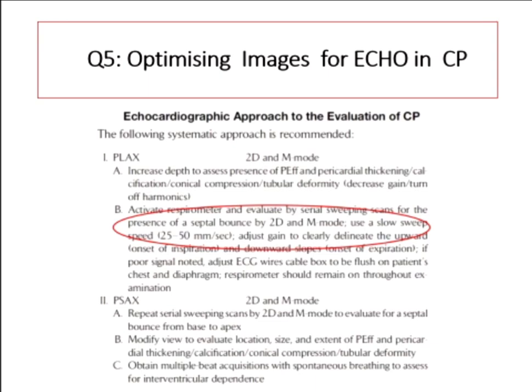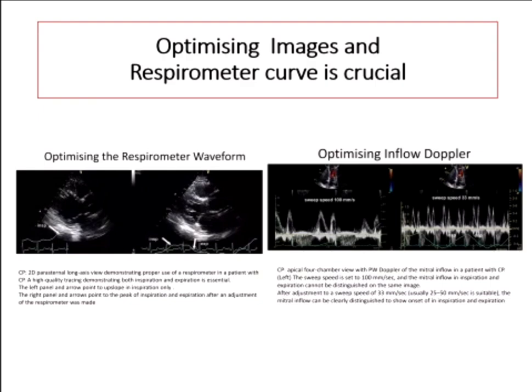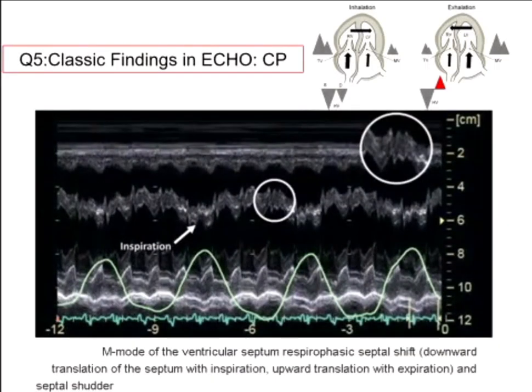We use increased sweep speeds of about 100, and we try to take the best plaques and the PSAX images, because a couple of things which are important can be seen. I have a couple of slides which I can skip. I'm just bringing them in. So this is what is classically seen.